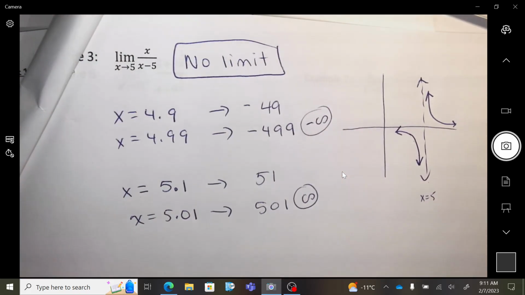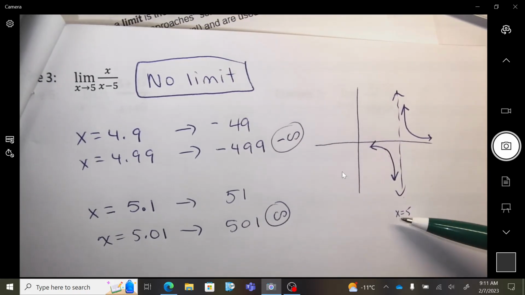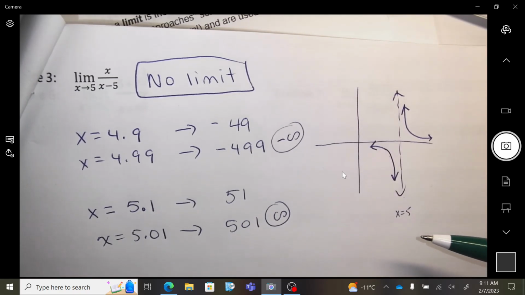So my conclusion is that there's no limit. These are not doing the same thing. One's going to infinity and one was going to negative infinity, so there's no limit on it. Okay, it has to have an exact same value to make that conclusion.